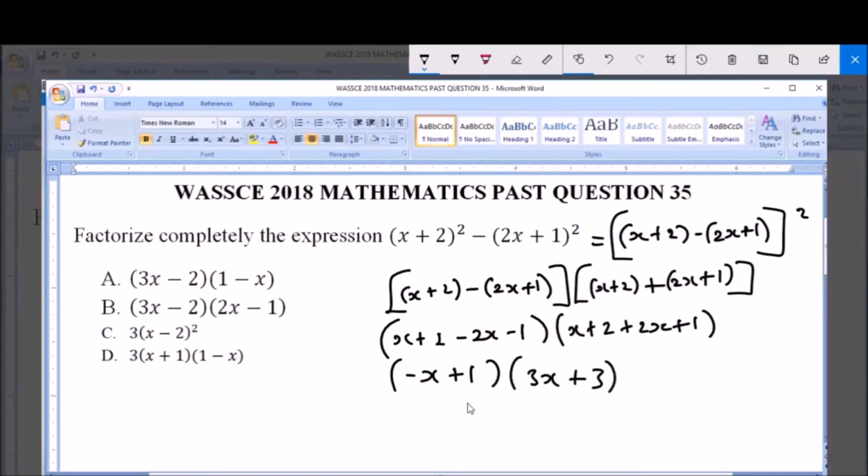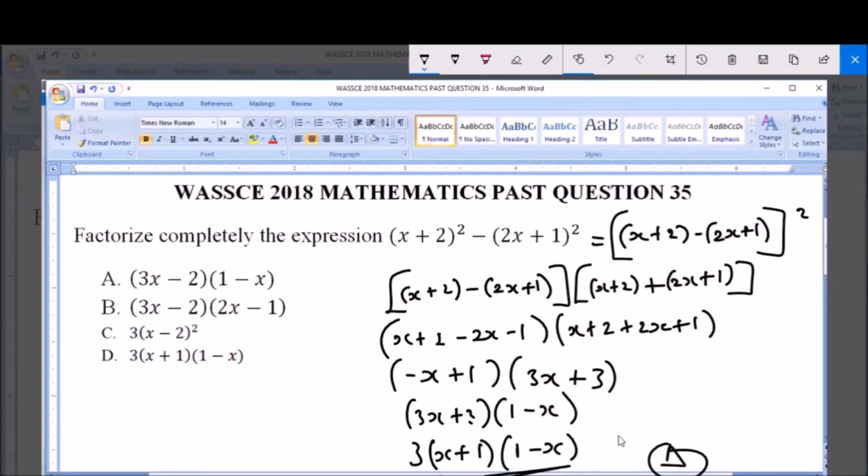Now we can rewrite this as 3x plus 3 into 1 minus x. That's rewriting this, now this will be 1 minus x. So here we have, factorize this bracket. We have 3 into x plus 1 into 1 minus x. So this is the complete factorization for this expression, and that is option D. So option D is the correct answer.